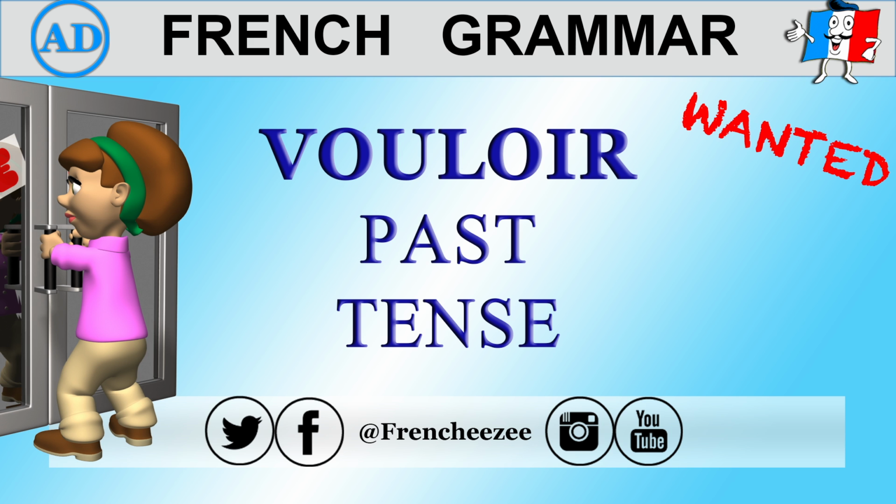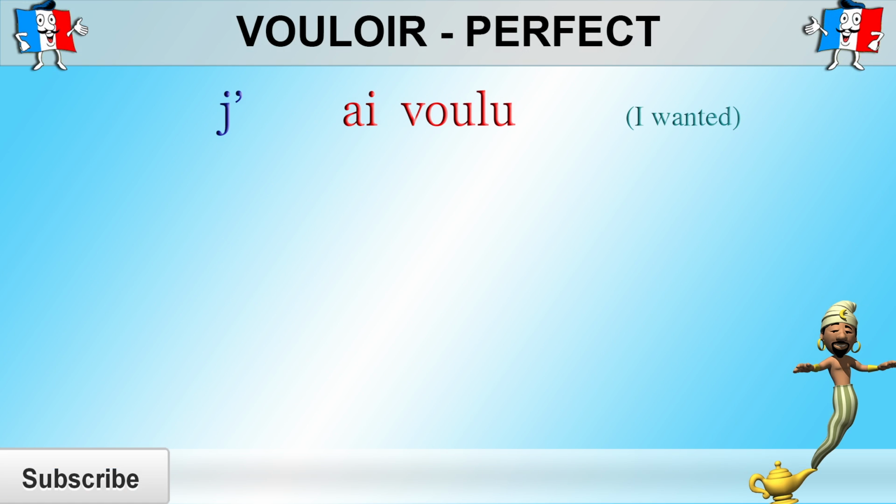Vouloir au passé composé. To conjugate the verb vouloir in the passé composé, which is also called the perfect tense, you first need to conjugate the verb avoir in the present tense and then add the past participle of the verb vouloir, like so. J'ai voulu. Repeat. J'ai voulu.